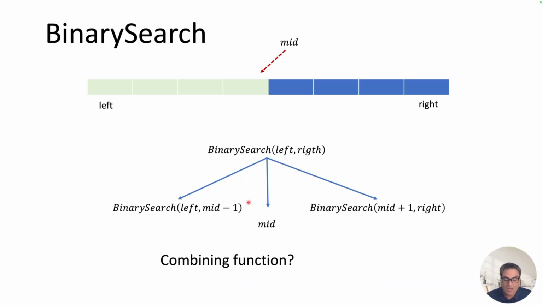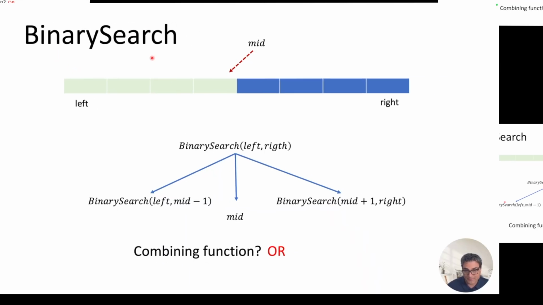And in this case, I hope you guessed it right. The combining function can be just the simple OR operation, because the index that you're looking for is either this one or this one or this one. And exactly because this is an OR operation, if you see that you have to do binary search on the left side, you can throw out the right side and vice versa. And this is exactly why binary search has a very fast runtime.